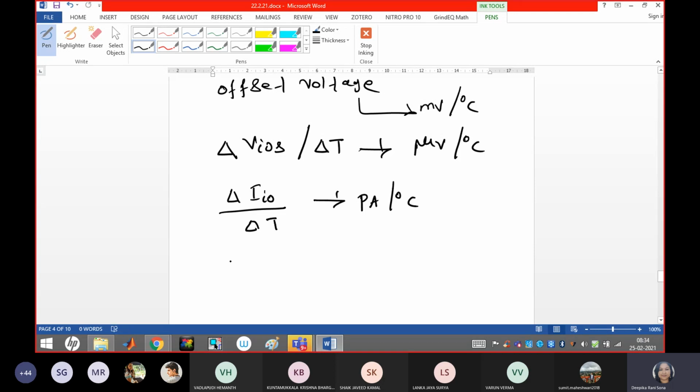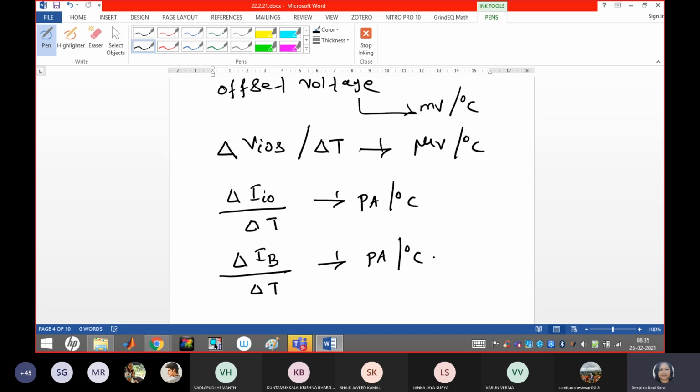Similarly, the same concept is applicable for the bias current, del IB divided by del T, the change in temperature, and this value is again in picoamp per degree centigrade. Practically, for the LM101, this is one more IC, the input offset voltage may change mostly by plus or minus 15 microvolt per degree centigrade for about a 25 degree centigrade change in temperature.